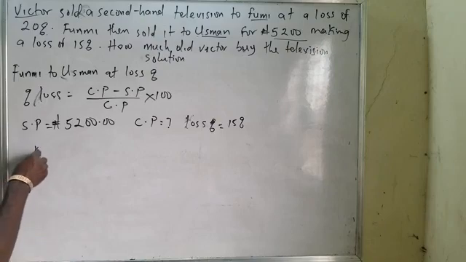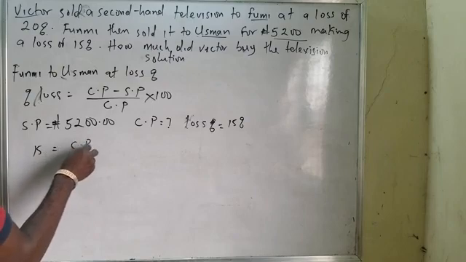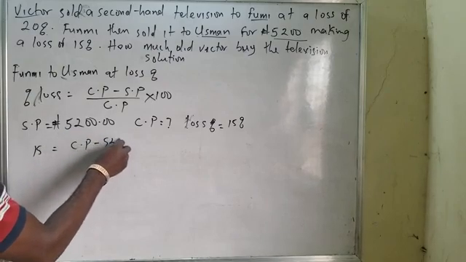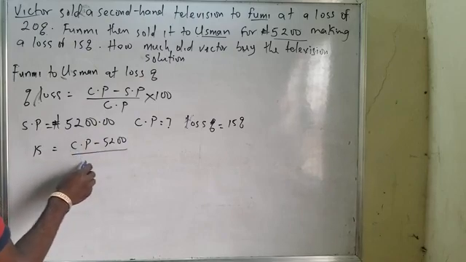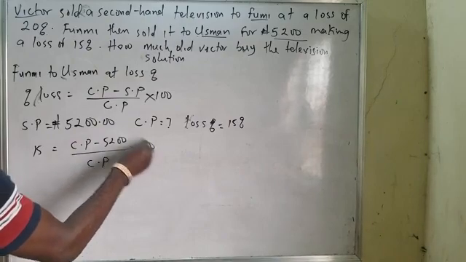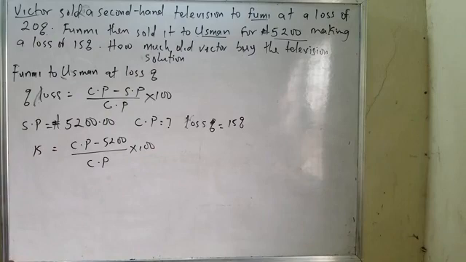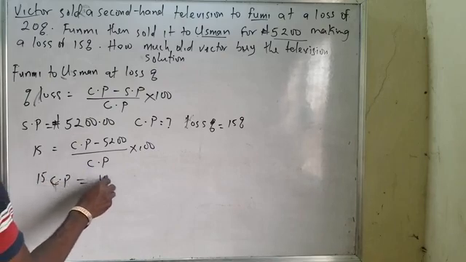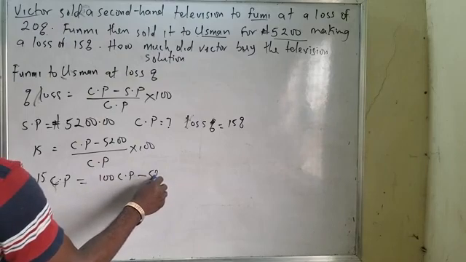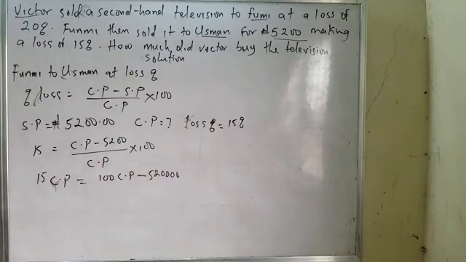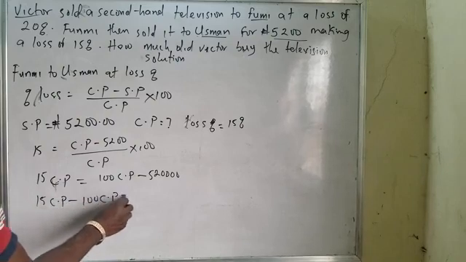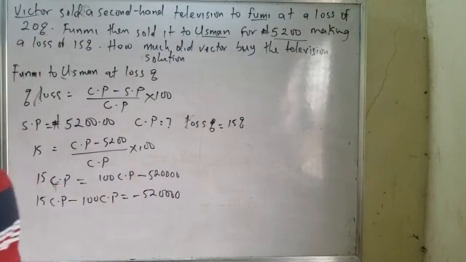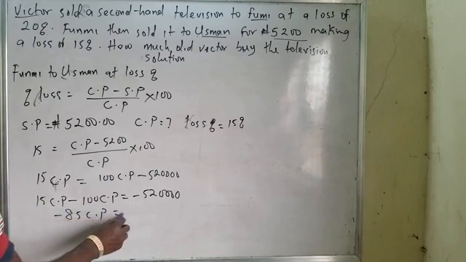It means I'm saying that 15 equals my cost price minus 5,200 divided by, we don't have it, which is going to be cost price multiplied by 100. After cross multiplying, it will be 15 cost price equals 100 cost price minus 5,212. Now, that is what I'll be having. It means I'll be having 15 cost price minus 100 cost price equals minus, which is going to be what? 520,000. This will give us minus 85 cost price equals.